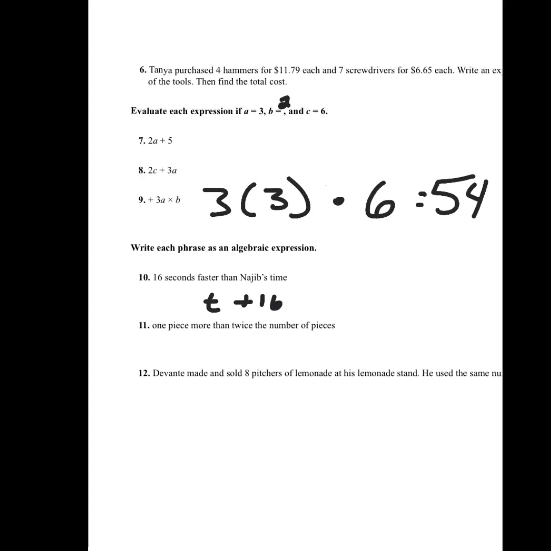1 piece more than twice the number of pieces. So if you have twice the number of pieces, that's twice p, if p is the number of pieces, and it's 1 more than that. So 1 more than twice the number of pieces. And you skip number 12 because it's not complete.